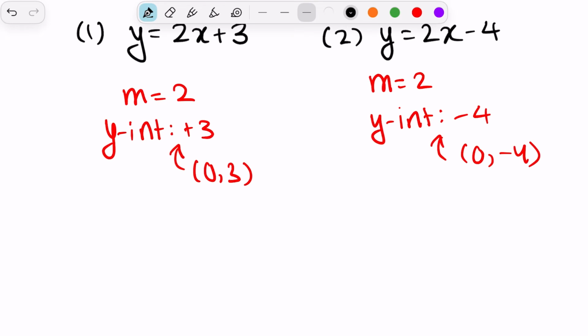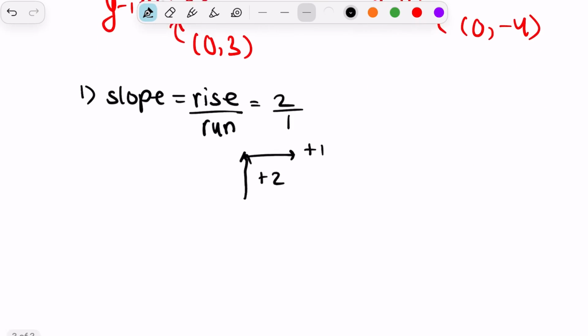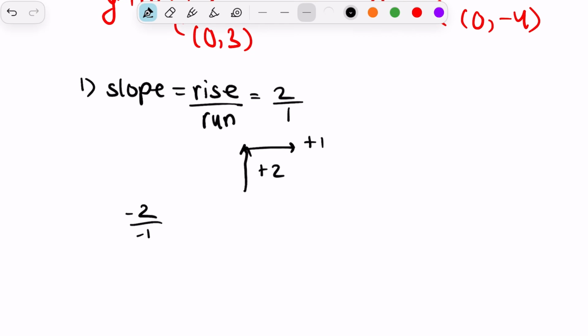But so here our slope is 2. So we want to write this as rise over run, so we would say it as 2 over 1. Our rise is going up by 2 units and going to the right by 1 unit. And if I want to do the opposite, I do negative 2 divided by negative 1, because that's still positive 2. And so you go 2 units down and 1 unit left.